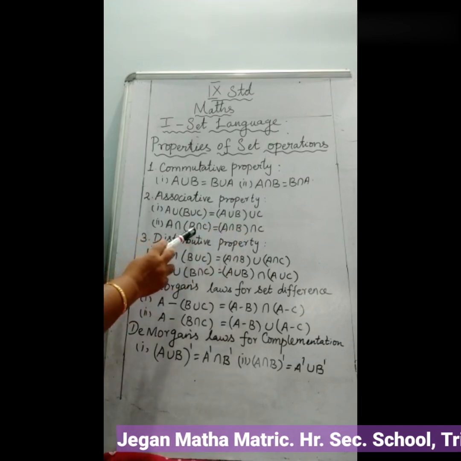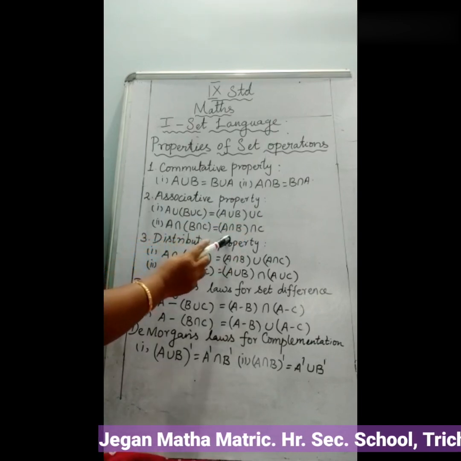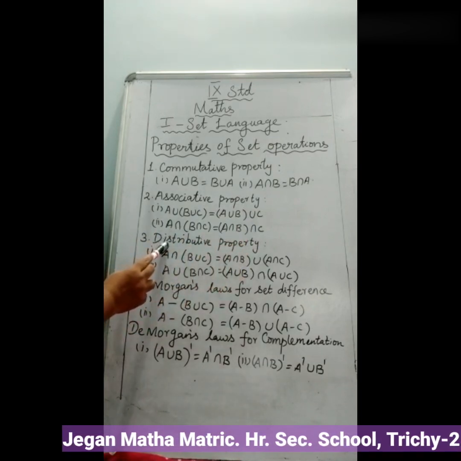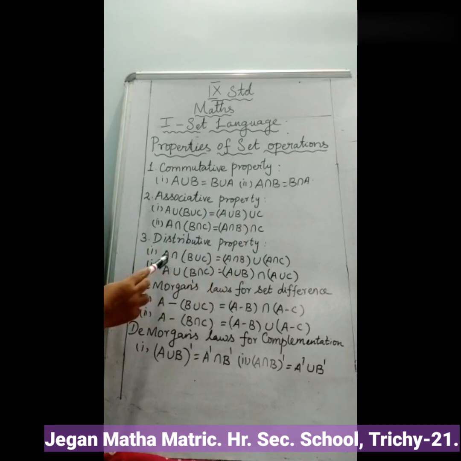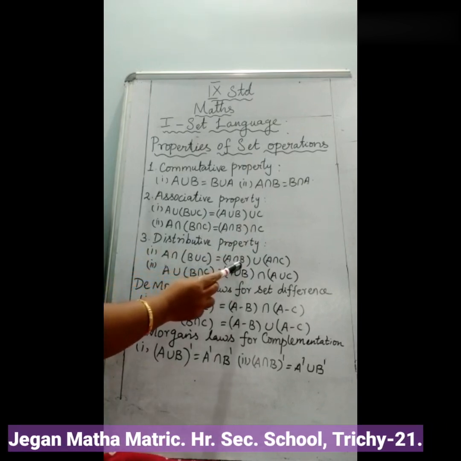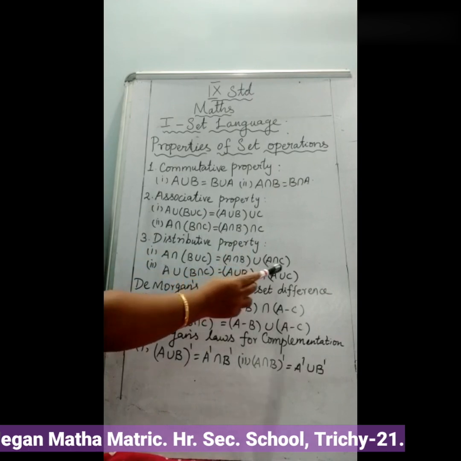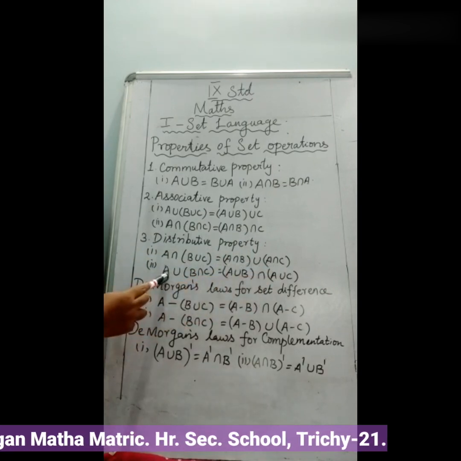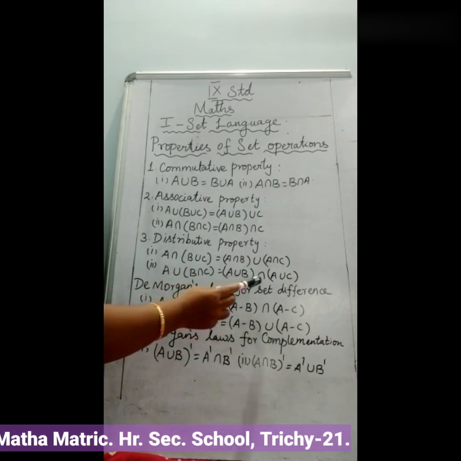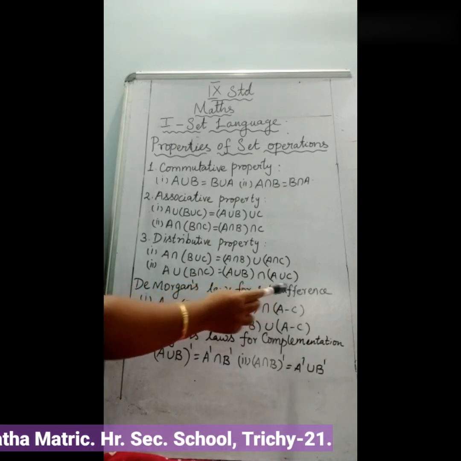A intersection (B intersection C) is equal to (A intersection B) intersection C. Distributive property. A intersection (B union C) is equal to (A intersection B) union (A intersection C). A union (B intersection C) is equal to (A union B) intersection (A union C).